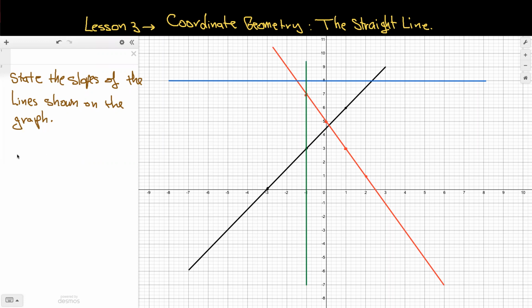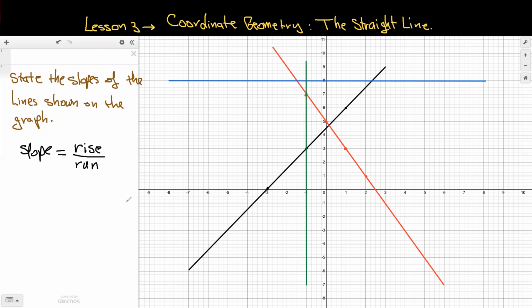First of all, let's understand what a slope is. Slope always equals rise over run. So it's how fast the line is rising with respect to the run. So how do we figure out that? We just look at the graph.